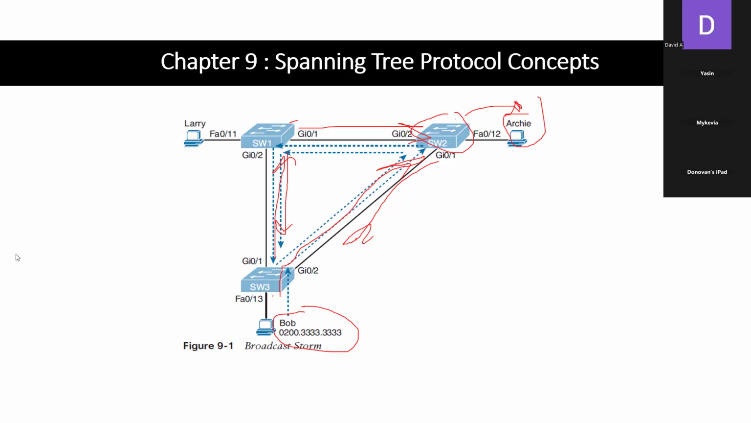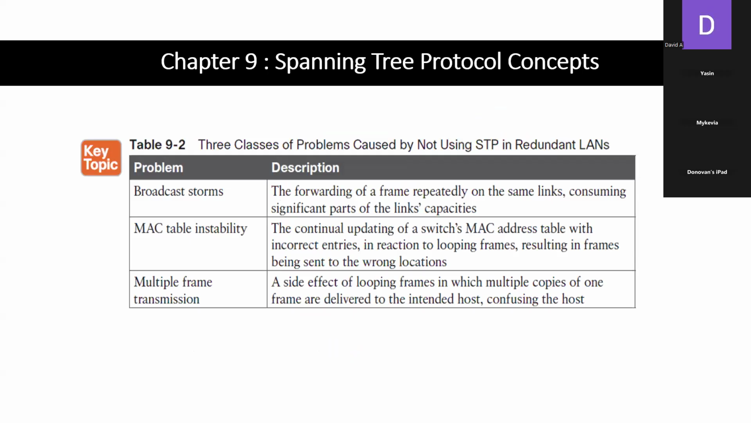All right, so that is the theory of multiple frame transmission. It's going to confuse the host, it's going to confuse Archie's PC, but also it's going to confuse the switch. Does that make sense, guys? Okay, awesome.